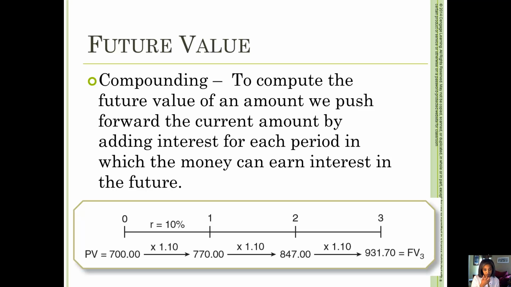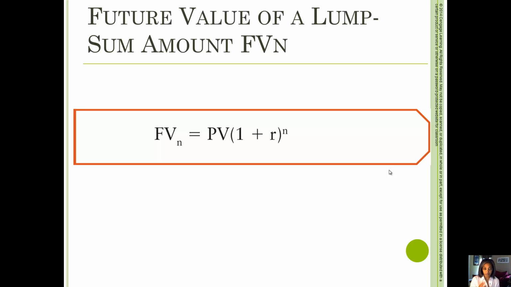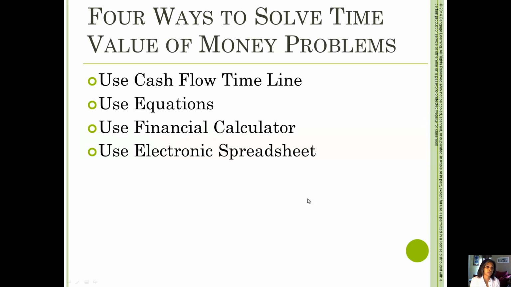So in this example, we have a present value of $700 that we're going to invest for 3 years at 10%, and therefore it gives us a future value of $931.70. So here's our formula. The future value is equal to the present value times 1 plus the interest rate raised to the number of periods.